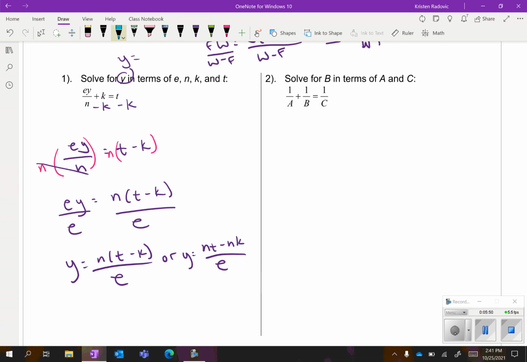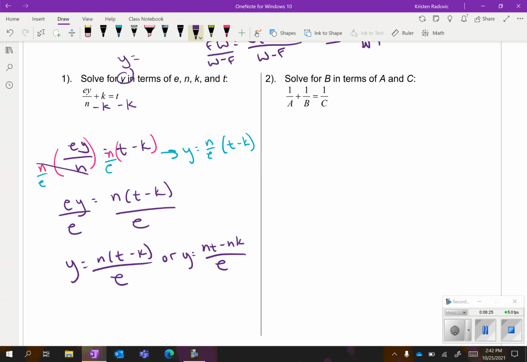If you wanted to, instead of just multiplying by n, if you wanted to get rid of the e as well all in one shot, you could have multiplied by n divided by e, right? If you have a fraction and multiply by the reciprocal, it gets rid of the fraction entirely. So if you multiplied both sides by n over e, that would have given you y equals n over e times t minus k, which is an alternate answer. The choice is really yours how you solve it.